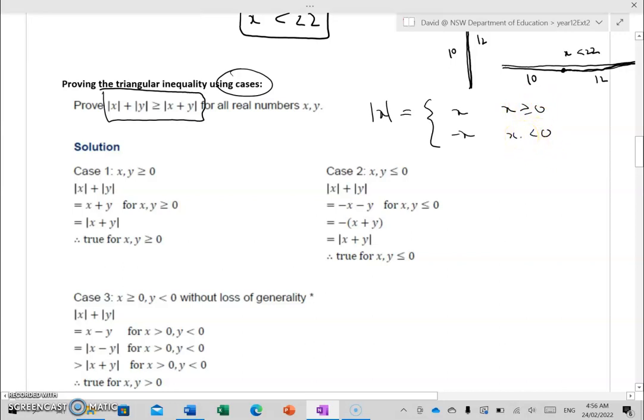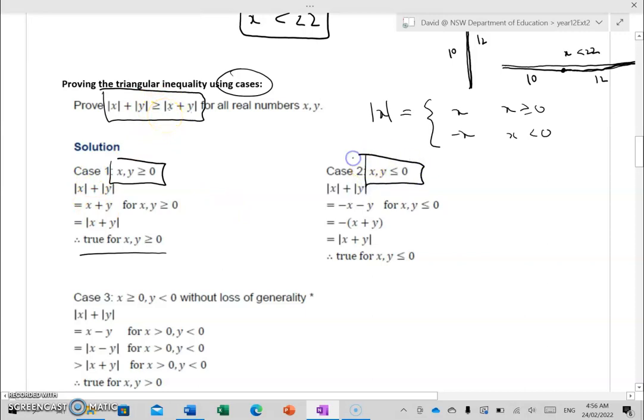So first case, let's make x and y both greater than or equal to 0. Then absolute values fall away. But also for the right hand side, because they're both positive, those absolute values fall away. So it's true if x and y are both positive. You actually get the equal case when x and y are both positive.